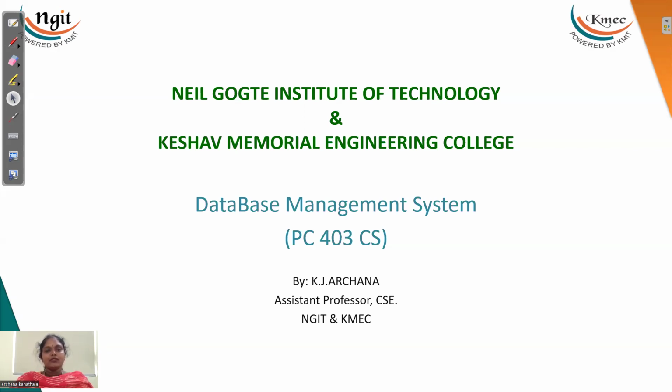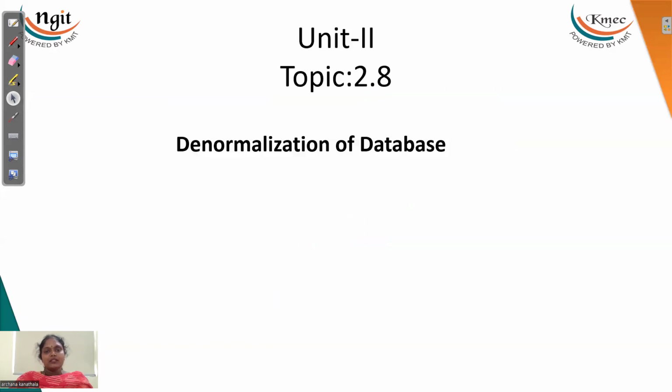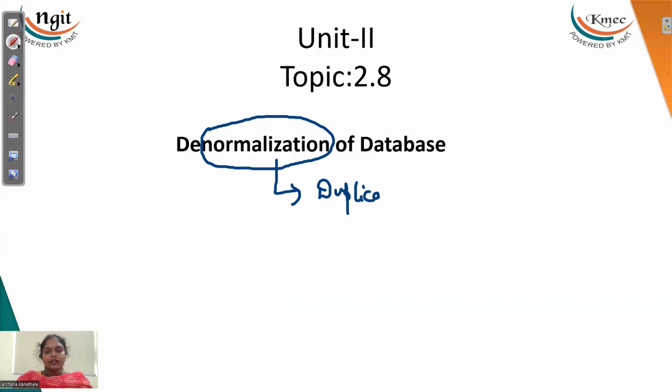Today we'll be discussing Unit 2, Topic 8, that is denormalization of a database. Now, what is denormalization of a database? As we have already discussed, normalization of data is used to remove all the duplication or redundancy of data, by breaking down the larger tables into smaller subtables, which will also resolve the issues of functional dependencies.